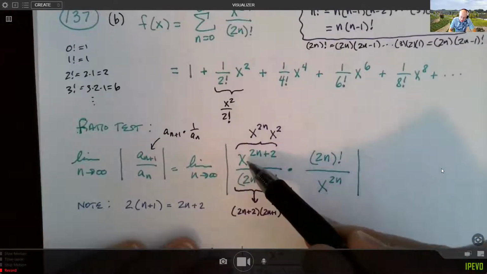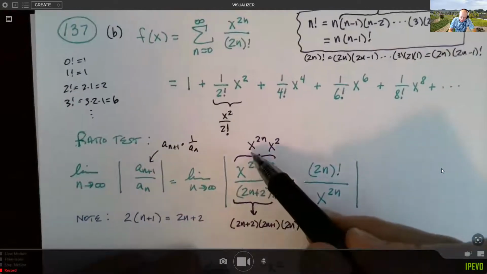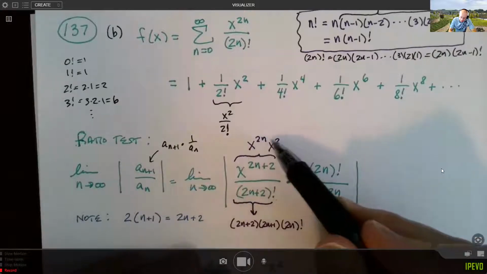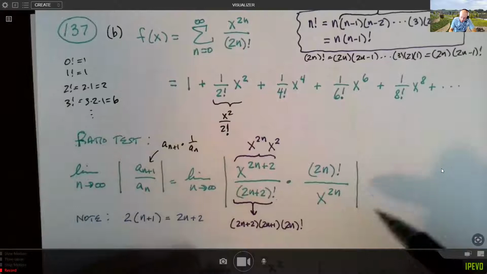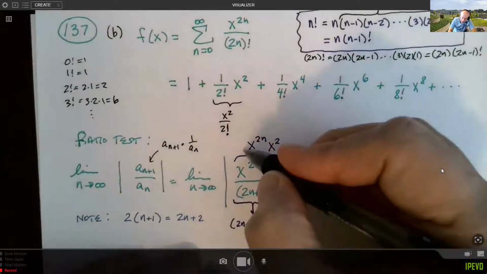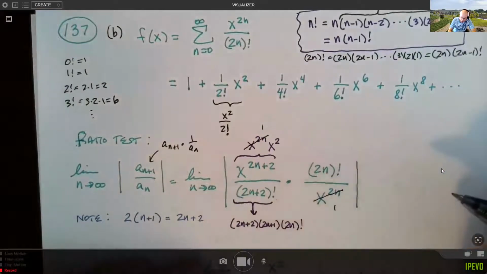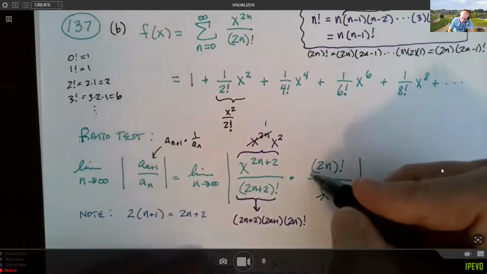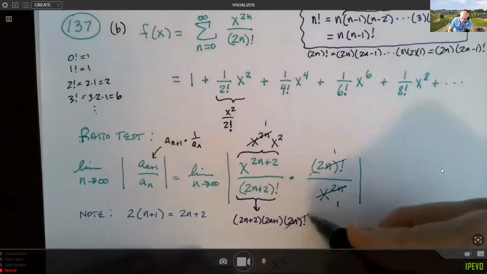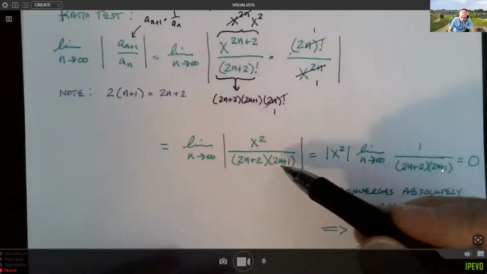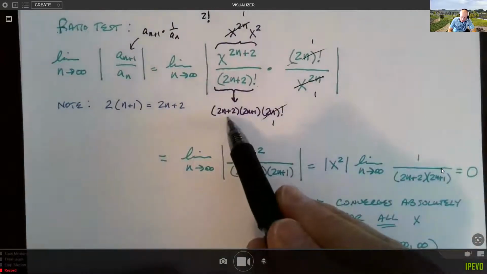Notice x to the 2n plus 2, by the rule of exponents, is the same as x to the 2n times x squared, because we add the exponents when we're multiplying. But now you see what happens. I can divide numerator and denominator by x to the 2n. I can divide numerator and denominator by 2n factorial. And what's that leave me? Just up top, an x squared, and on the bottom, 2n plus 2 times 2n plus 1.